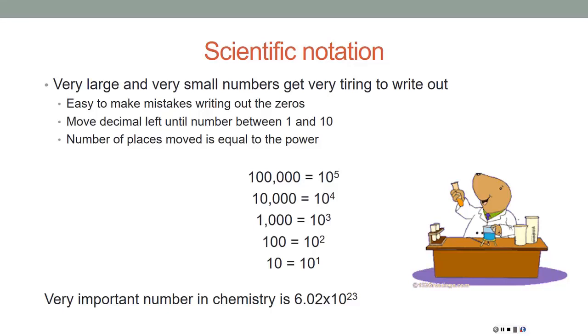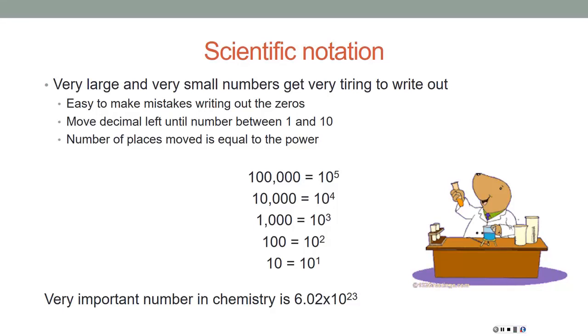Exactly right. Perfect answer. So that's what happens when the number is larger than 1. If the number is larger than 1 in its decimal form, your exponent here is going to be positive. So anytime you've got a positive exponent, it's going to be a large number, larger than 1.